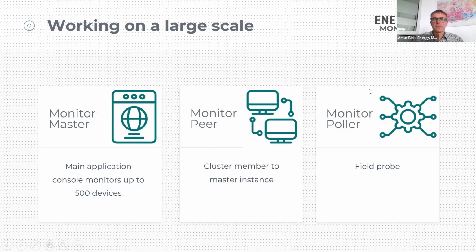And these are Monitor Peer, which works as a cluster to your master instance, but also can work along with a probe. We call it a poller. You can put that probe into a different division, into a different data center. It performs all the checks like the master instance, but works locally, buffers the data, and pushes results to the master instance.